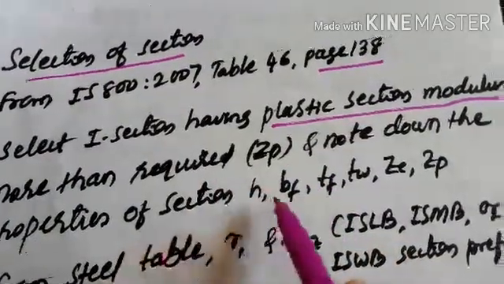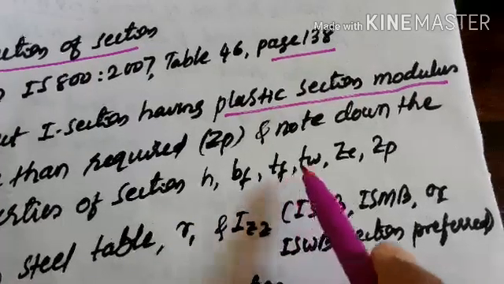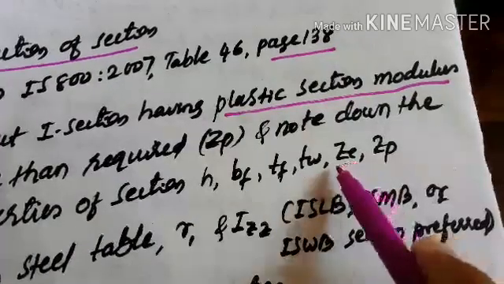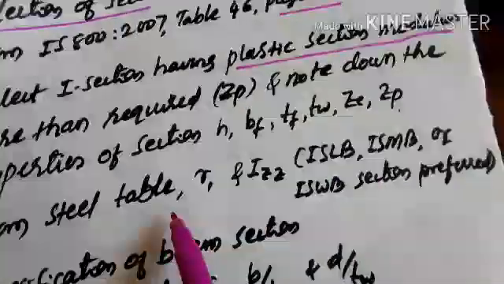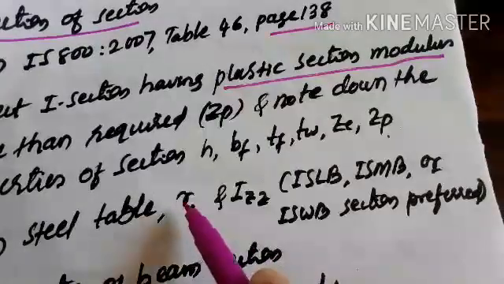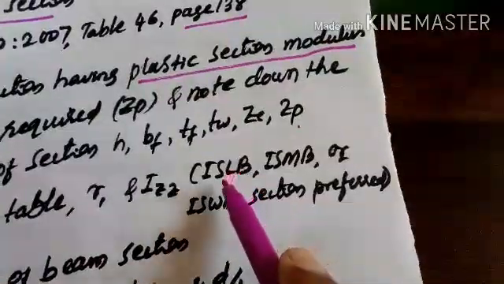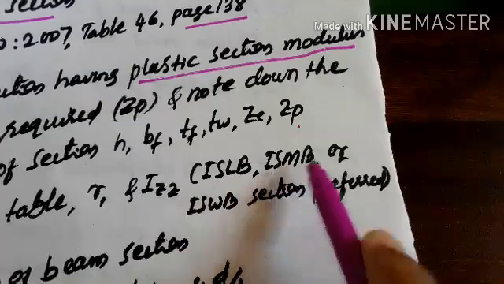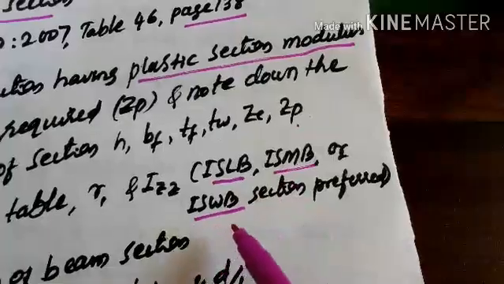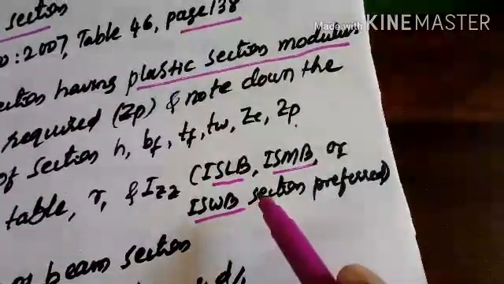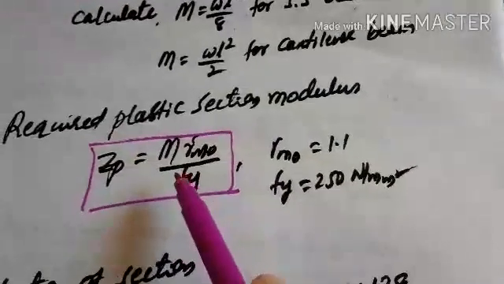For that section you have to note down the properties like depth of the section, width of the flange, thickness of the flange, thickness of the web, elastic section modulus and ZP, the plastic section modulus. And from the steel table you have to take root radius R1 and Izz. Preferably select ISLB, ISMB or ISWB; for the beam section, these sections are preferred. Okay, so I'll repeat, you have to calculate the section modulus required.